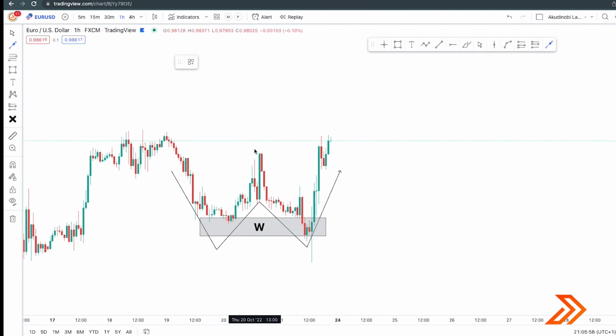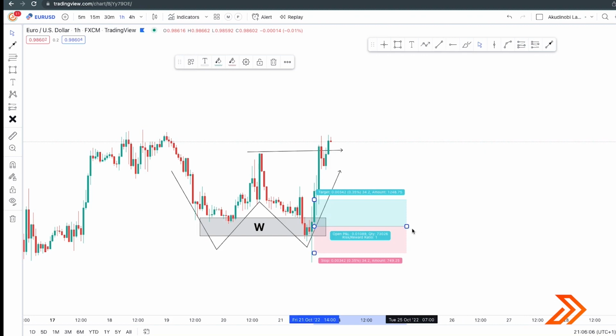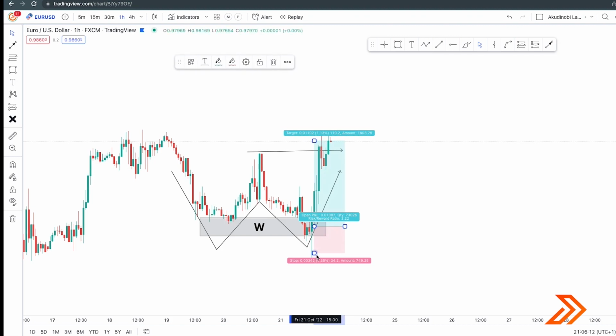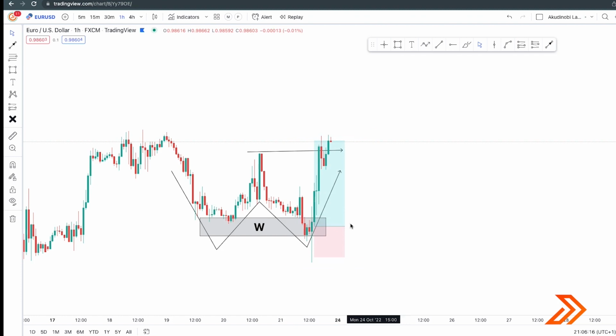so you can look at taking your entries, just like I explained to you guys. You can look at taking your entries here if you are an aggressive trader. If you are an aggressive trader, you could look at taking your entries from here. So which means your stops could be around here. Your stops could be around here.